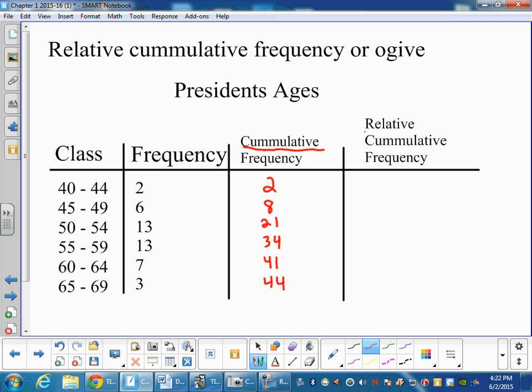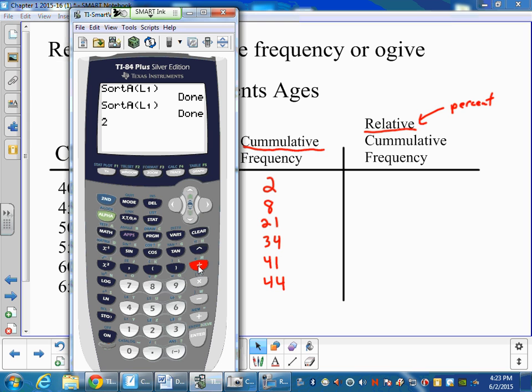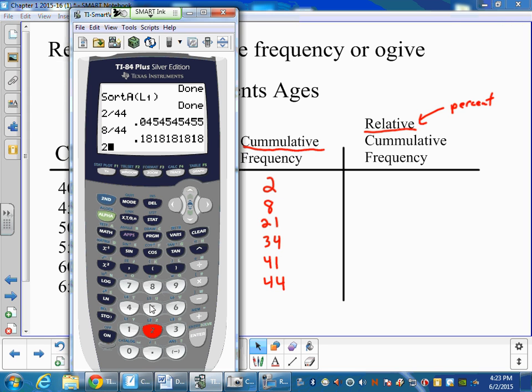And now if I throw in this word, relative cumulative frequency, this means we want to do it in percentage. Whenever you see this word, think percent. If I can spell it, you can think it. Great. So now we want to find the percentage. So this first one is 2 out of 44. And then the next one is 8 out of 44. And then 21 out of 44. And then 34 out of 44.